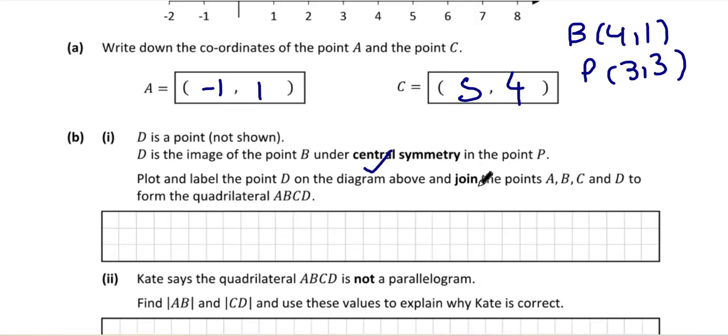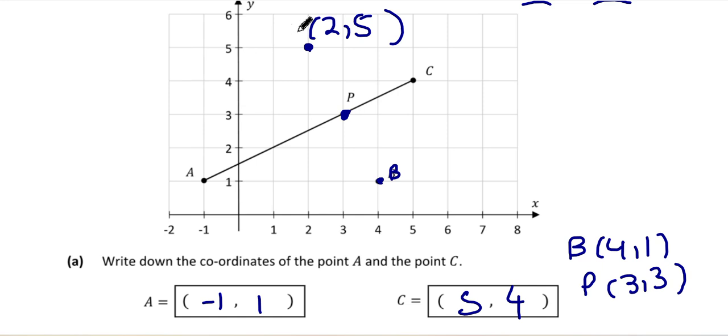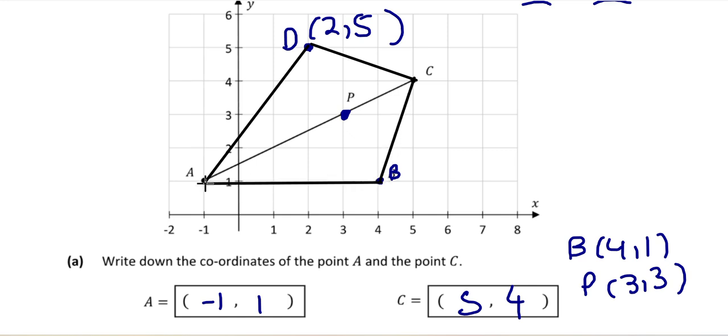Now, plot and label point D on the diagram and join the points A, B, C, D to form a quadrilateral. A quadrilateral is a four-sided object, like a square, a parallelogram, or whatnot. Now, we can clearly see it's not a parallelogram, can't we? Can anyone in the class tell me why it's not a parallelogram?